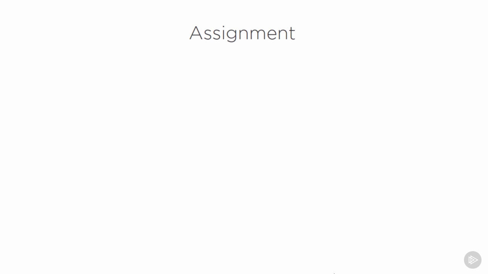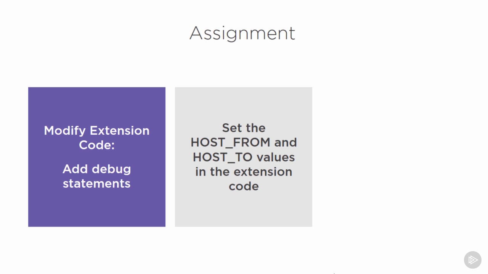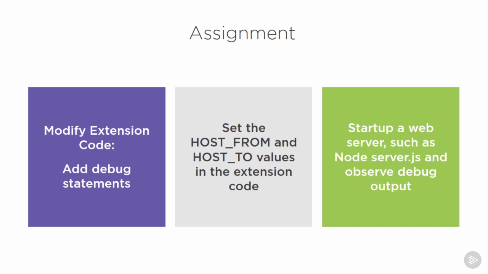So your assignment is, I want you to modify the code, add debug statements. I want you to set the host from and host to values in the extension code. Now you'll see that I've set them to localhost, but you are more than welcome to set them to whatever value you like. Go ahead and start up your web server and start looking at your debug statements.